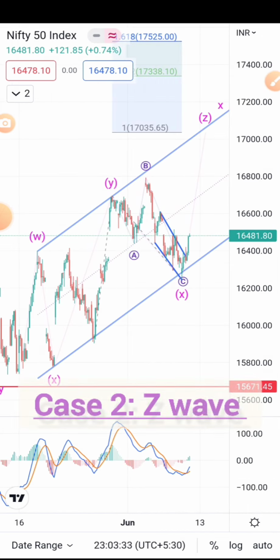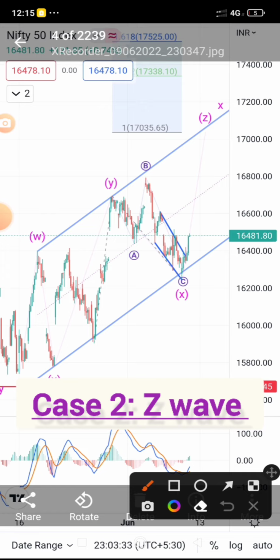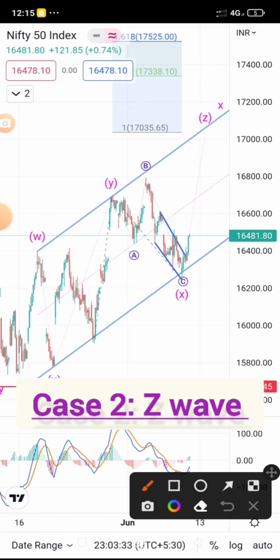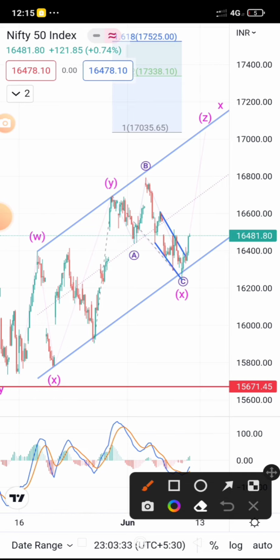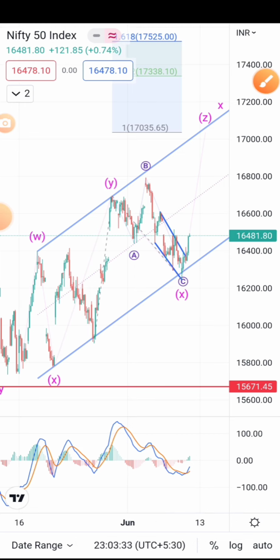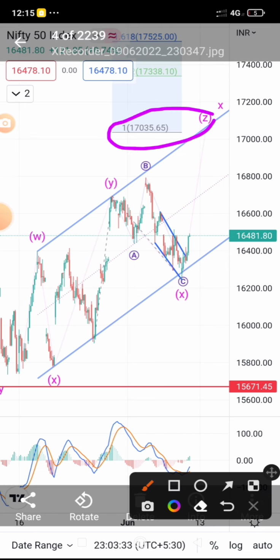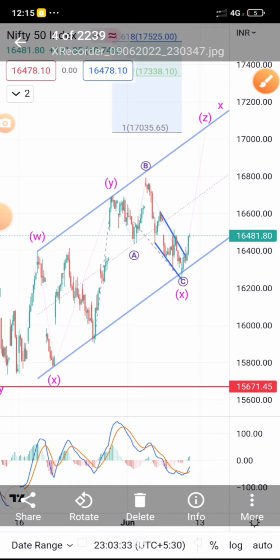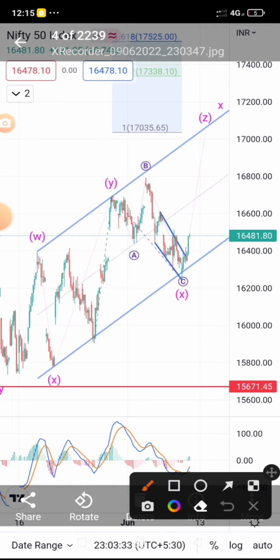Okay, so second chart I have, for which Vikas Mawani helped me with. He counted the waves. So this is how he had counted, and I think this is also right, where W, X, Y, XX and Z wave will be in progress. So Z wave will go upside towards 17,000. So it can be possible considering the moves and the labeling.